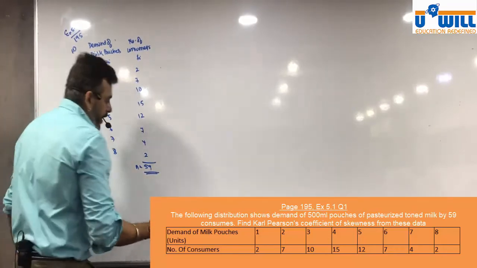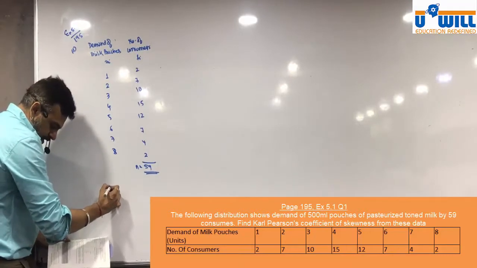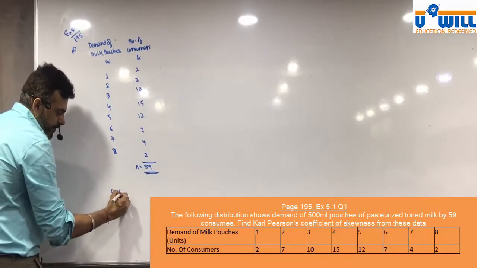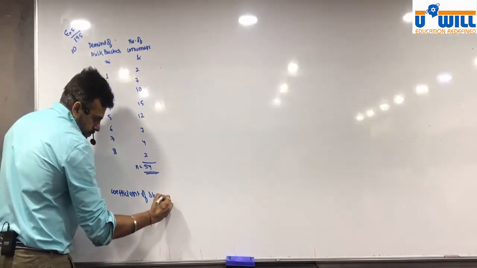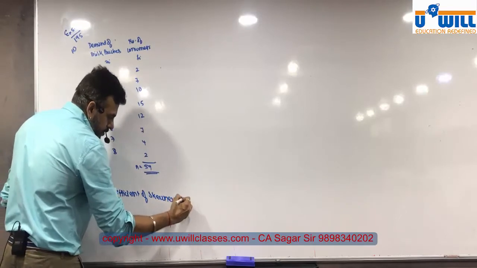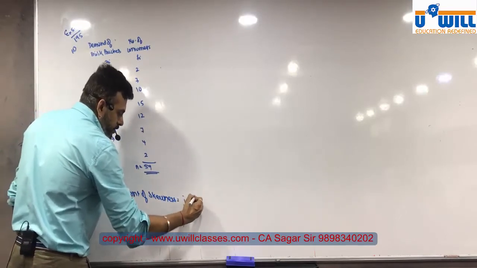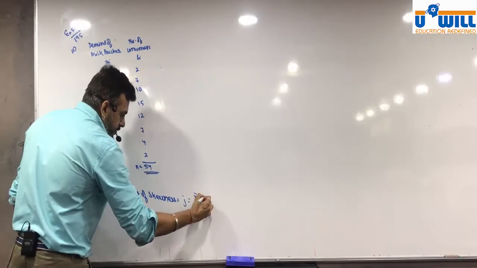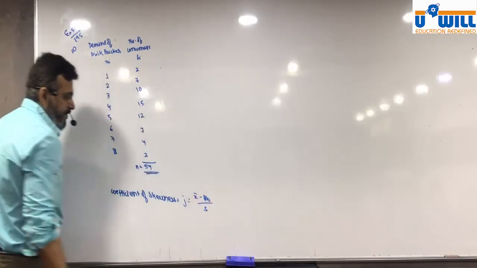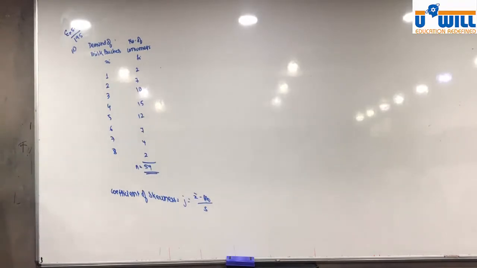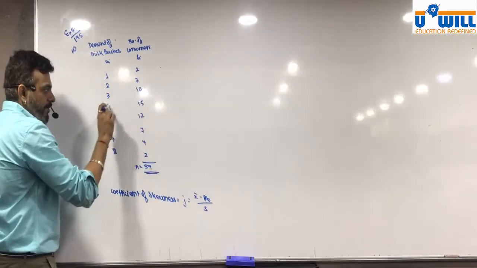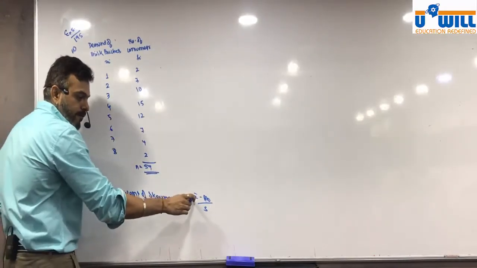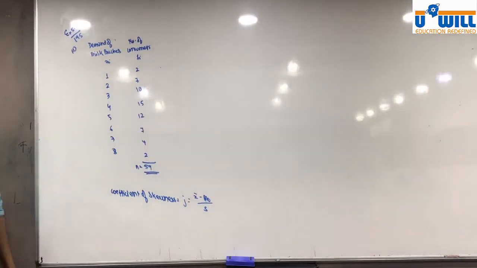Now, first you write the formula. We have to find coefficient of skewness. So coefficient of skewness is equal to j is equal to x bar minus mode upon standard deviation. So हमें find क्या करना है? That will decide the columns. Now we have to find mode, already available. Mode is equal to 4. We have to find mean and we have to find standard deviation. Now over here, first let's find out mean.